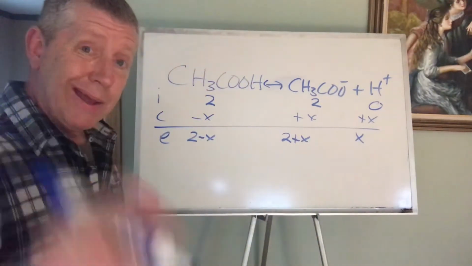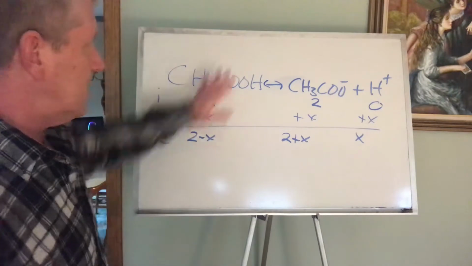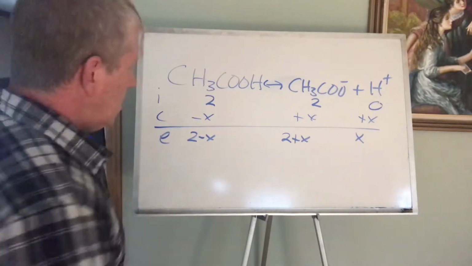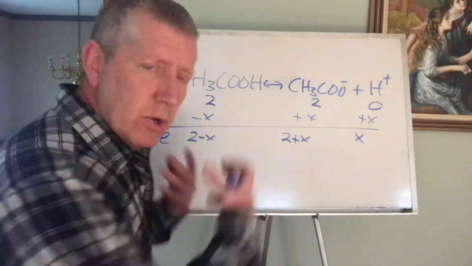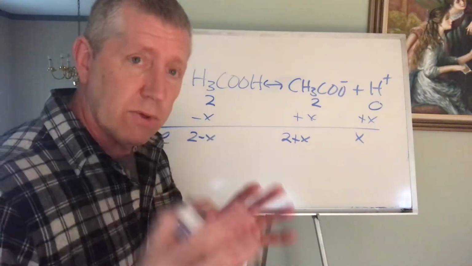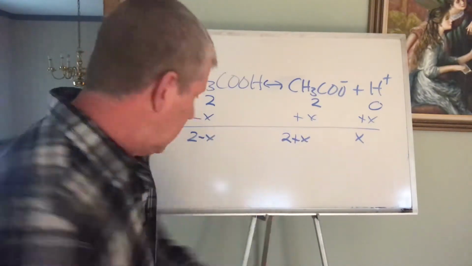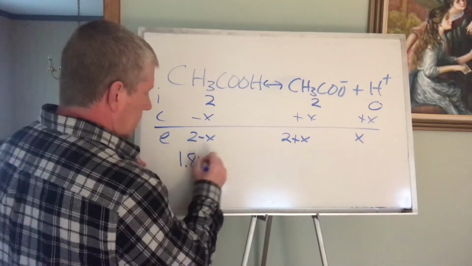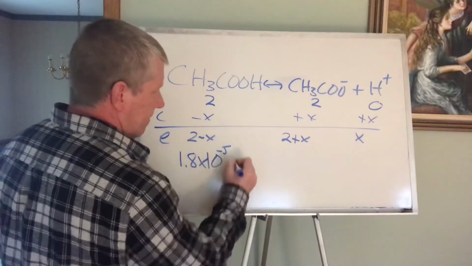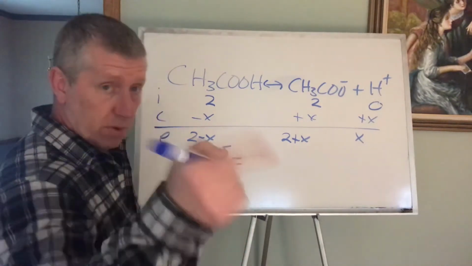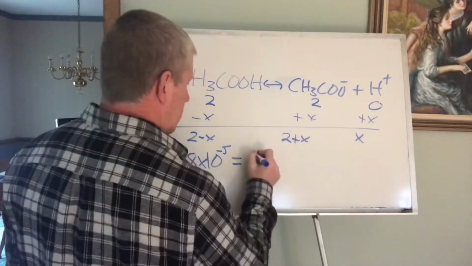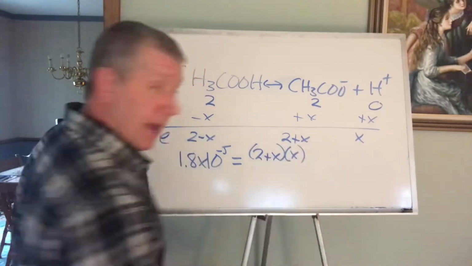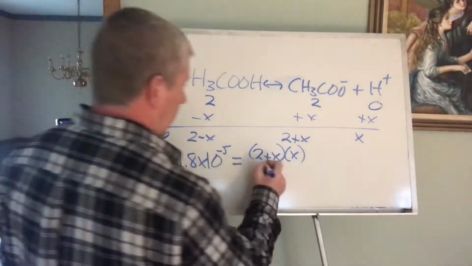All right, K. Now, the K for acetic acid is 1.8 times 10 to the negative fifth, if I remember right, and I think I do. Remember, I'm not going to write out how to do K, as we've done that. So let's just assume that you know how to write K values. So K, 1.8 times 10 to the negative fifth equals products over reactants. So 2 plus X, X, 2 minus X.